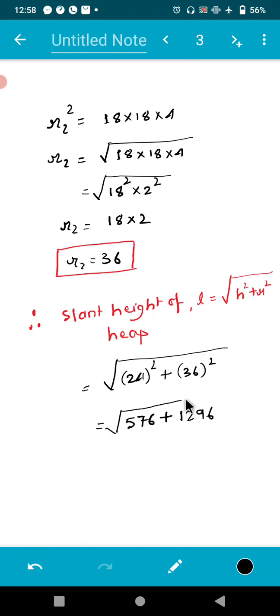Now if you add these two numbers, you will get 1872, that is L squared equal to 1872, and if you prime factorize it, that is if you find the square root of this, it will be 12 root 13 centimeter.